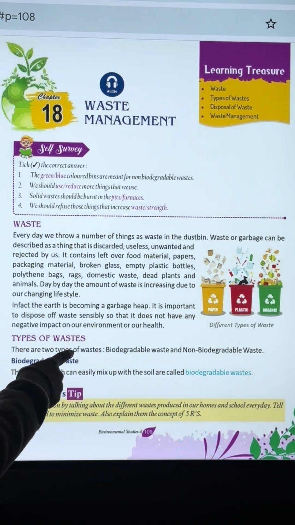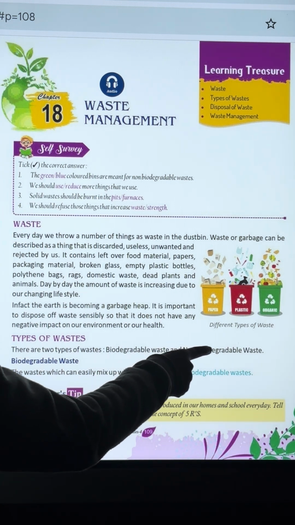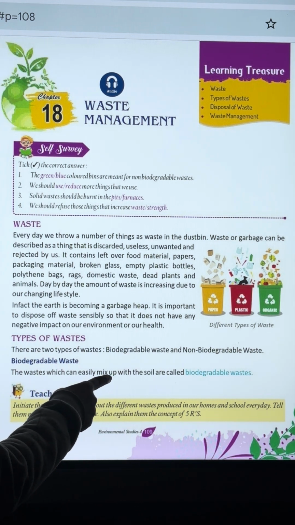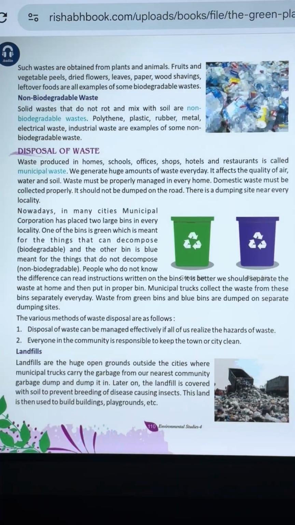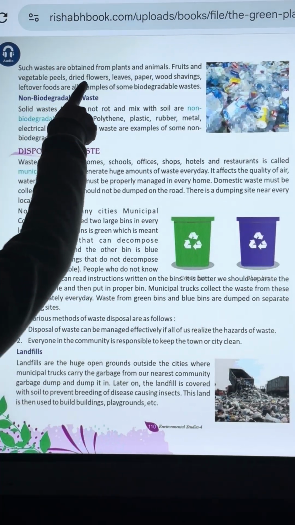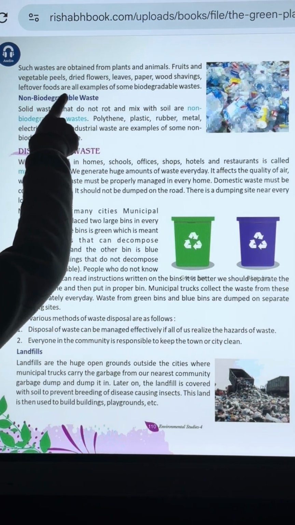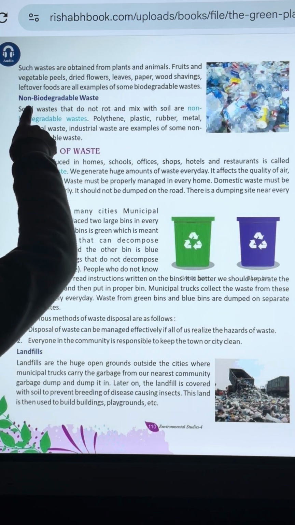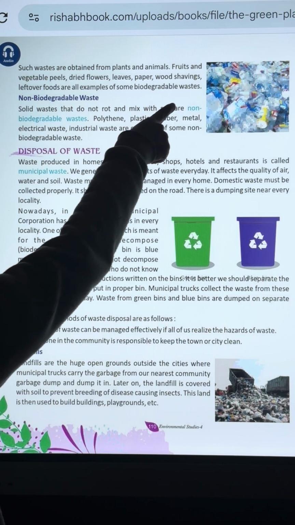Types of waste. There are two types of wastes, biodegradable waste and non-biodegradable waste. Biodegradable waste. The wastes which can easily mix up with the soil are called biodegradable wastes. Such wastes are obtained from plants and animals. Fruit and vegetable peels, dried flowers, leaves, paper, wood shavings, leftover foods are all examples of some biodegradable wastes.